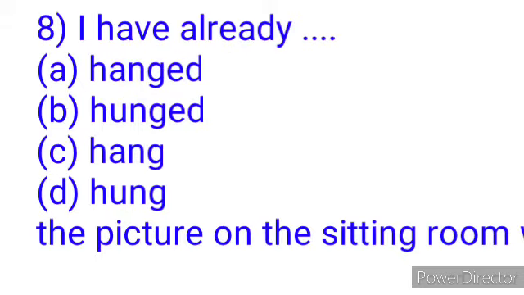Now question 8. I have already dash. Option A, hanged. B, hanged. C, hung. And they hung the picture on the sitting room wall. I've already dash hanged, B hanged, C hung, and D hung the picture on the sitting room wall.